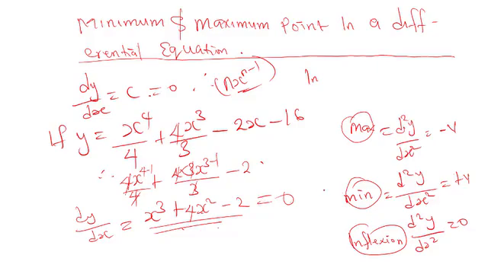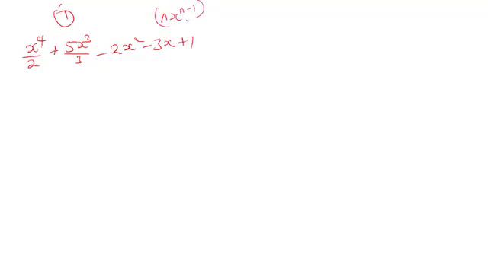So with this, we now go into solving an equation to determine the minimum point, the maximum point, and the point of inflection. Now we have our question number 1. We're going to do this together. So we have x^4/2 plus 5x^3/3 minus 2x^2 minus 3x plus 1. Now let's apply our normal rule of differentiation. You know the rule states nx^(n-1). That's the rule of differentiation.